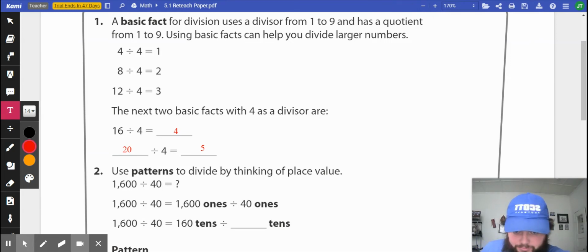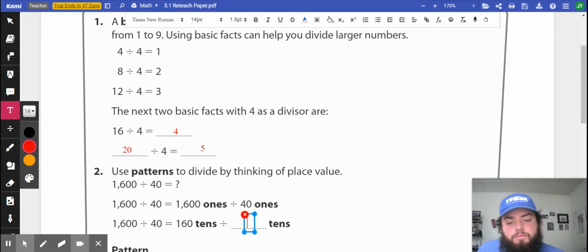That can be very confusing, but we can use our basic facts to help us. If we're looking at our place values here, we have 1,600 divided by 40. That's the same as 1,600 ones divided by 40 ones. If we were to break that down into a higher place value, like our tens, what would our new problem be? We have 1,600 ones divided by 40 ones equals 160 tens divided by 4 tens.